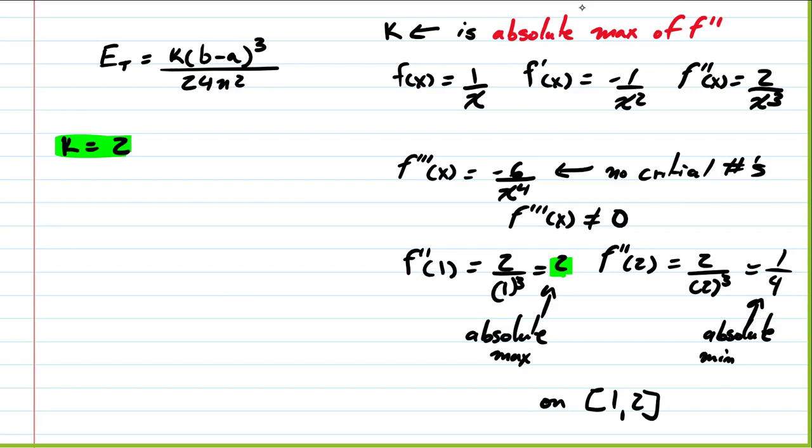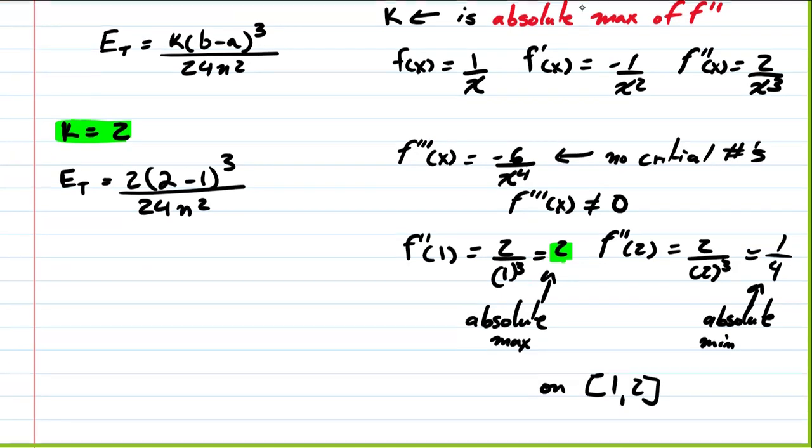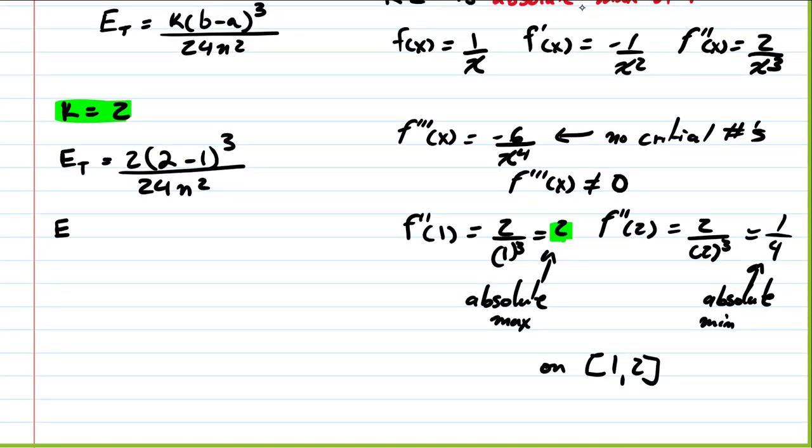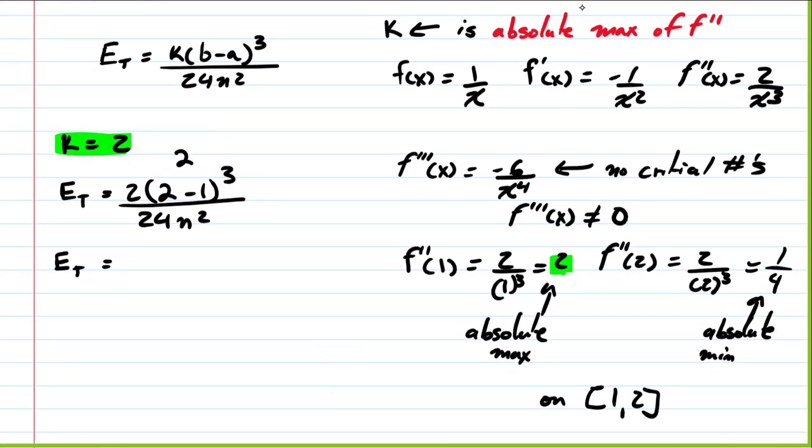We have our b and our a are 2 and 1, so our error is going to be 2 times (2 minus 1) cubed all over 24n squared. Well, 2 minus 1 is 1, 1 cubed is 1, 1 times 2 is 2. So our numerator just simplifies to 2, and it's going to reduce to 1 over 12n squared.